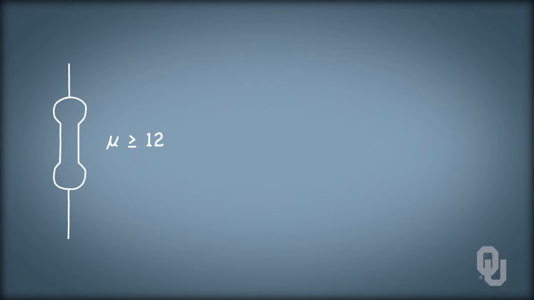Our hypotheses don't always have to be of the equal versus not equal variety. For example, we could collect a sample of resistors produced by a particular electronics manufacturer to determine if the mean resistance of the resistors is at least 12 ohms. That is, H0 is that the mean is greater than or equal to 12 ohms, and H1 is that the mean is less than 12 ohms. We assume that the null is the true statement unless the sample evidence tells us otherwise.